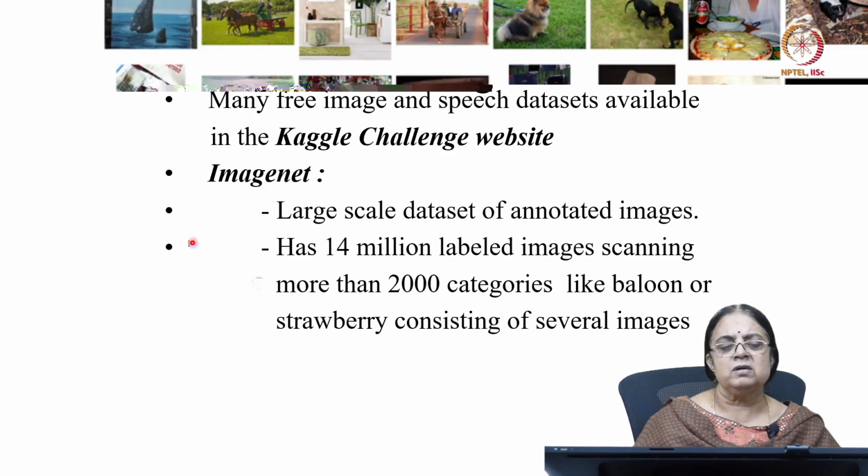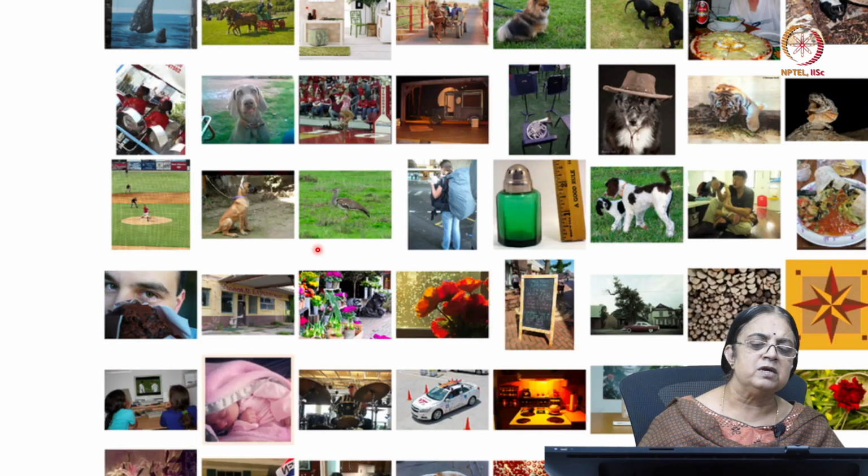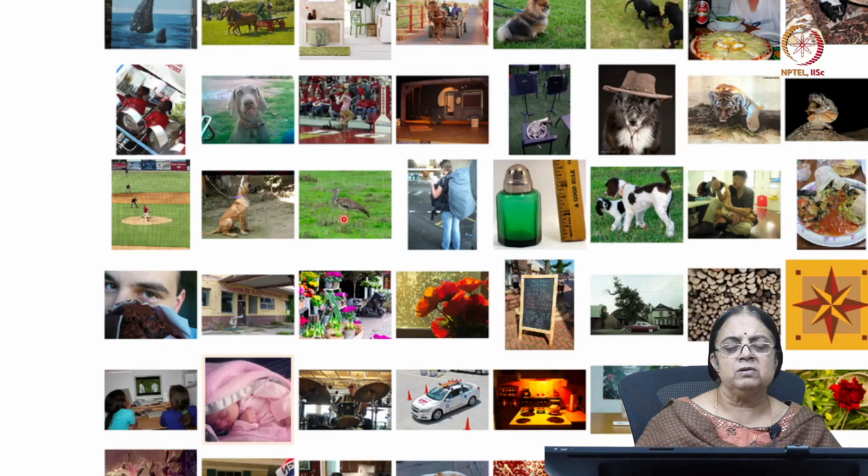So these are the images which we have got from the ImageNet data set. So you can see that they are images of one particular object mostly, right? This is a house, this is a bird, these are dogs, etc.